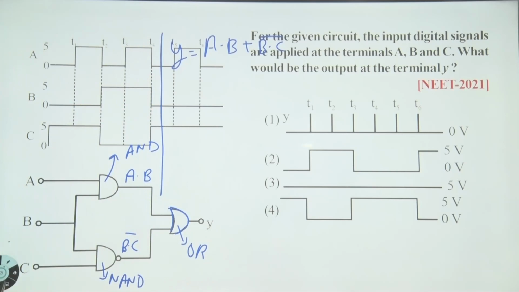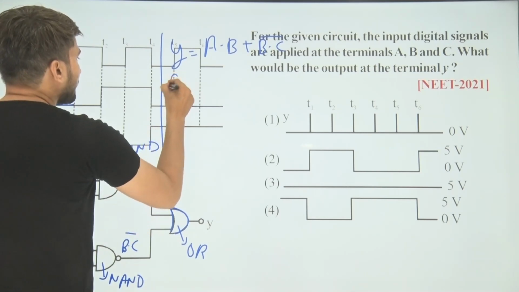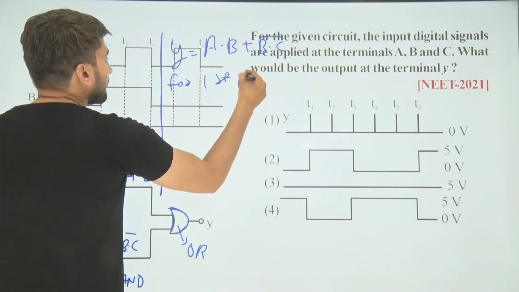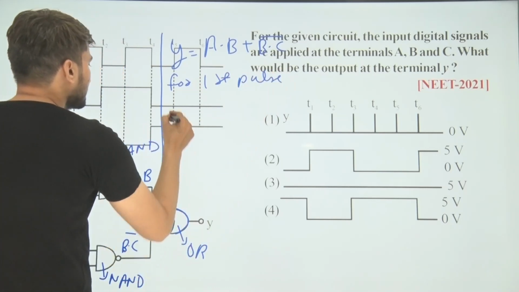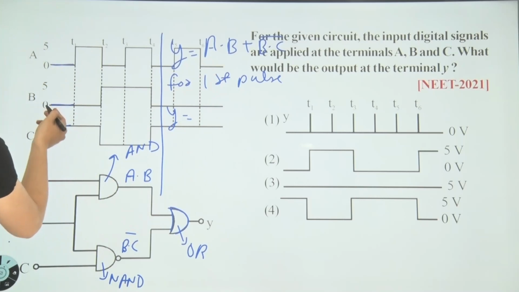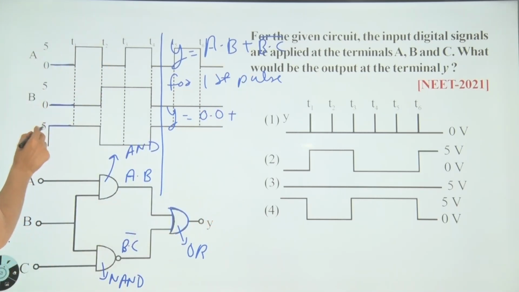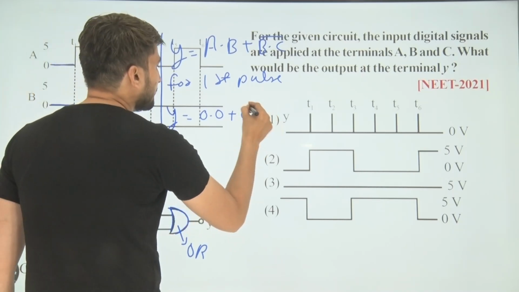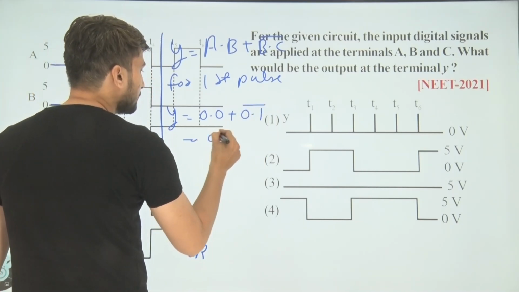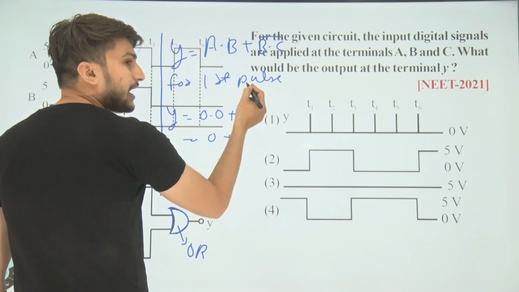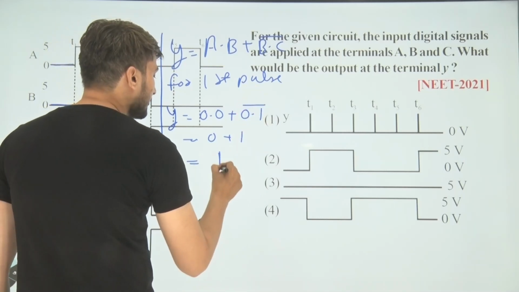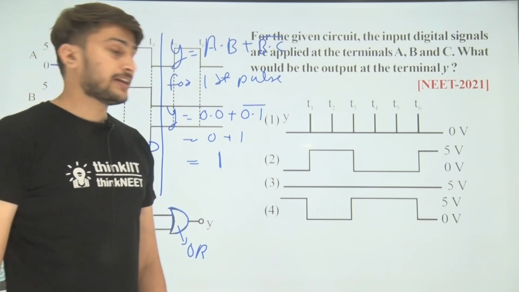Now we put the values of A, B and C. For the first pulse, A is 0, B is 0 and C is 1. So the output Y is equal to A dot B, that means 0 dot 0, plus B dot C bar, that means 0 dot 1 bar. So this is 0 plus 0 bar, and that means this is 1. That means the resultant will be 1. The output will be 1.